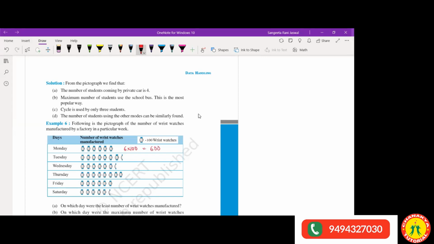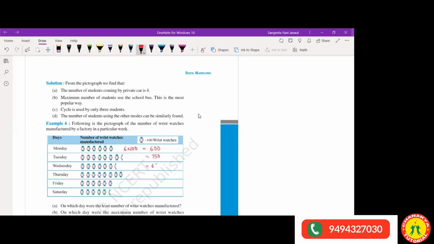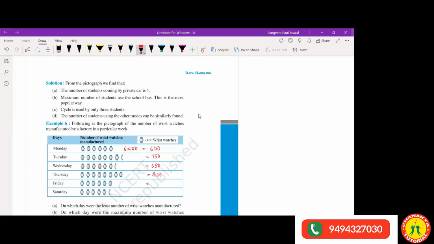Now here on Tuesday, how many? 2, 3, 4, and this is half. So this is 750. We will get 50, 100. So this is 650. Yes, this is 800. And this is 600. And 550. Next one. Okay.